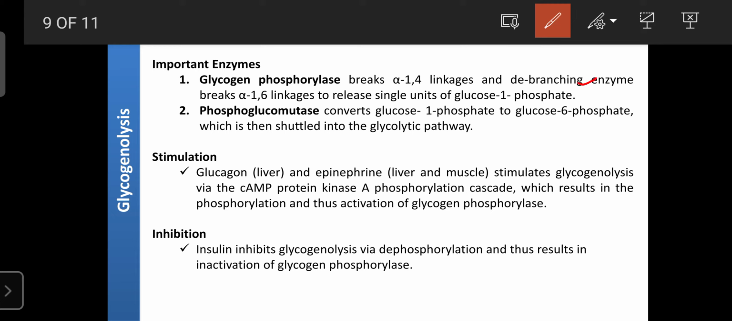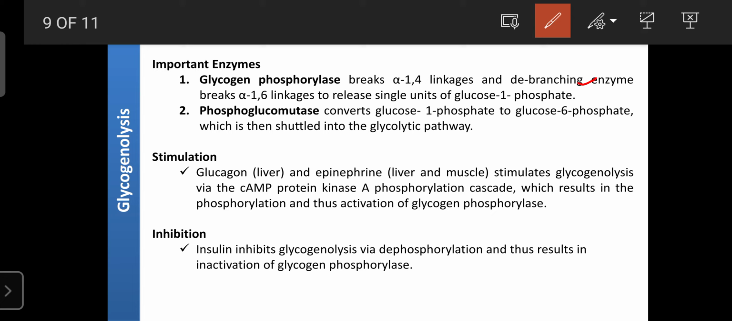The main activity of glycogen phosphorylase is that it releases glucose 1 phosphate. If the enzyme activity decreases, glycogenolysis decreases. If enzyme activity increases, glycogenolysis increases. If the enzyme is overactive and uncontrolled, then diabetes mellitus occurs.